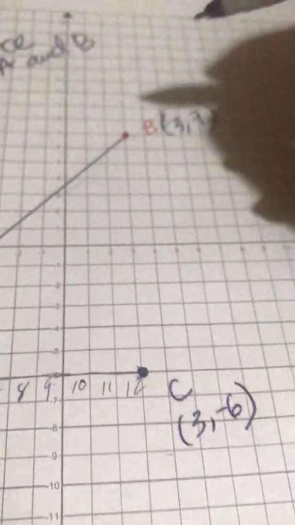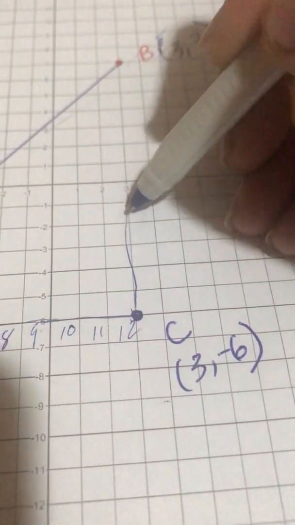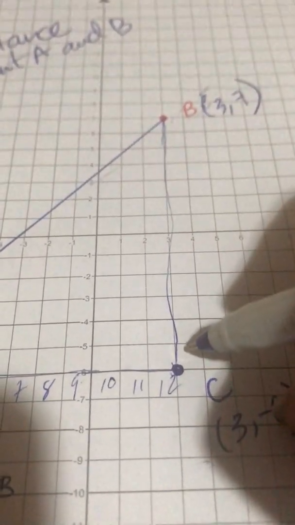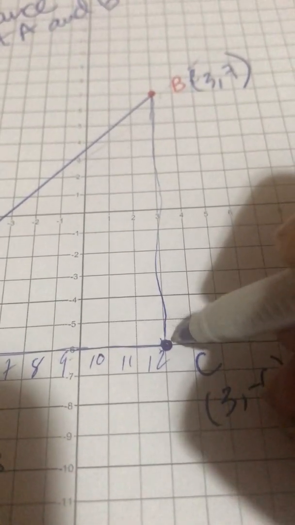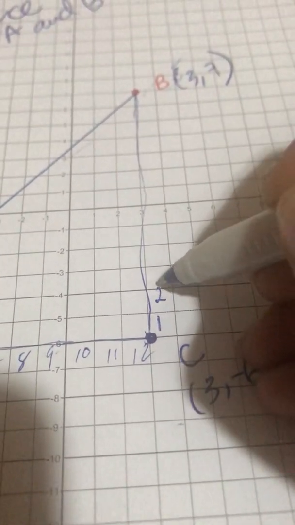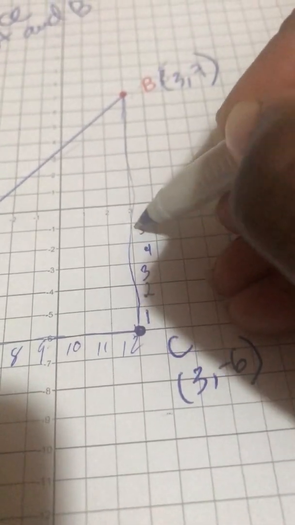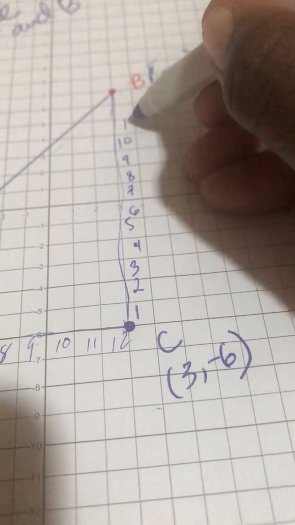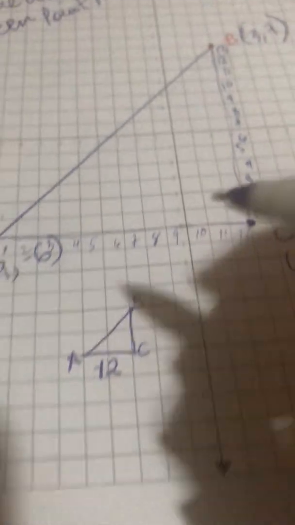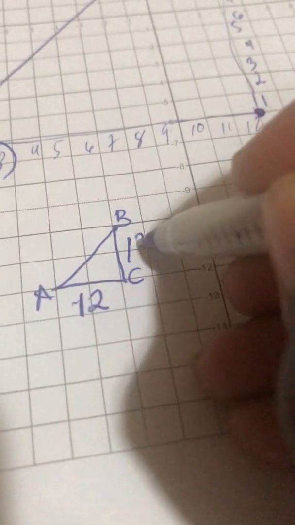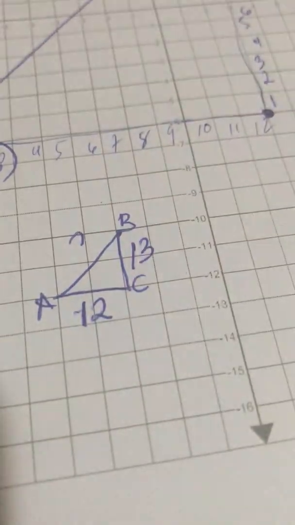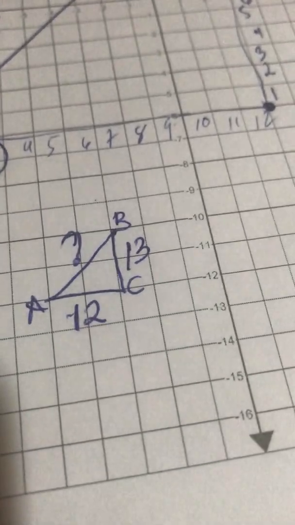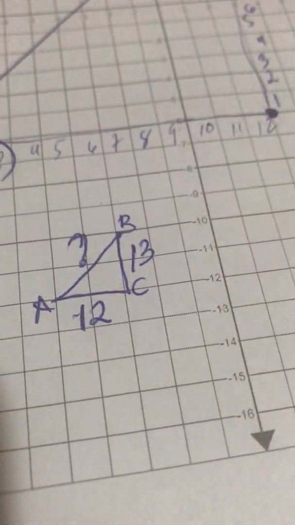Then I need to go this way. Remember, you will use a ruler. Don't do what I'm doing. See how I am counting? I am labeling the spaces. 1, 2, 3, 4, 5, 6, 7, 8, 9, 10, 11, 12, 13. So from C to B is 13, and I need to find this side, because that's the side the question told me to find.